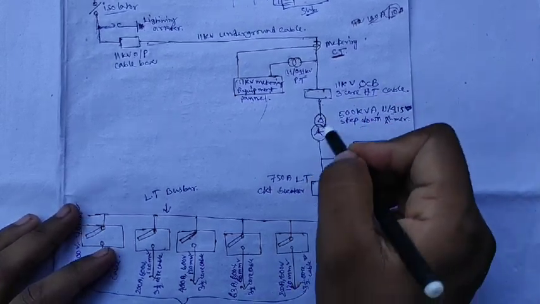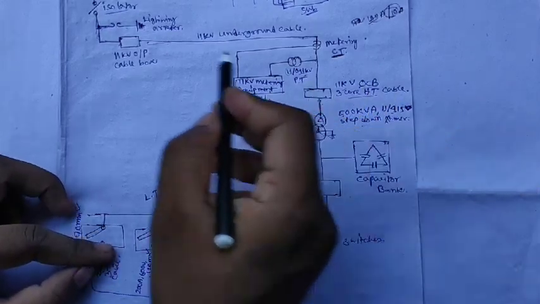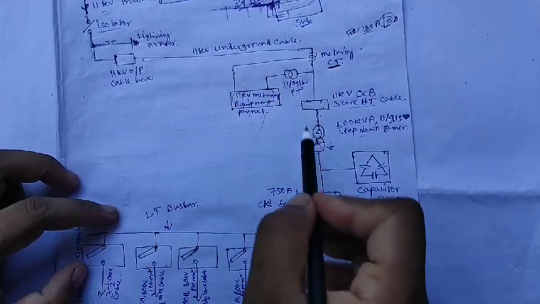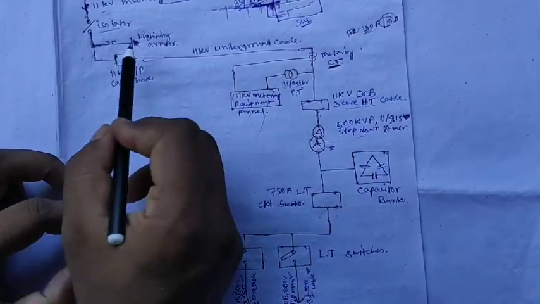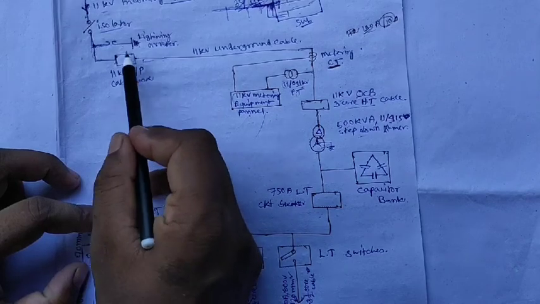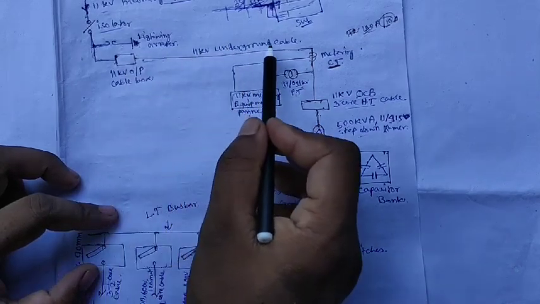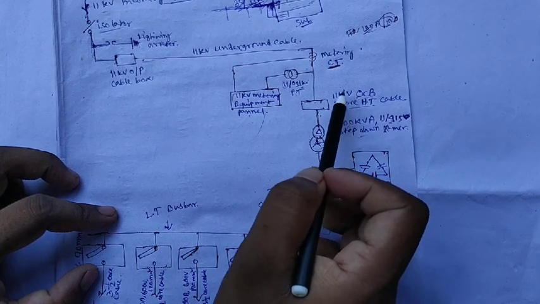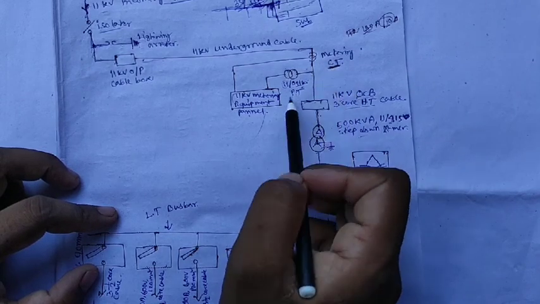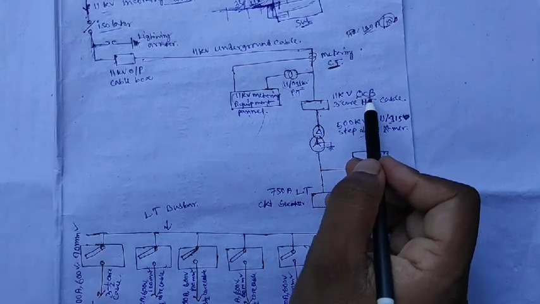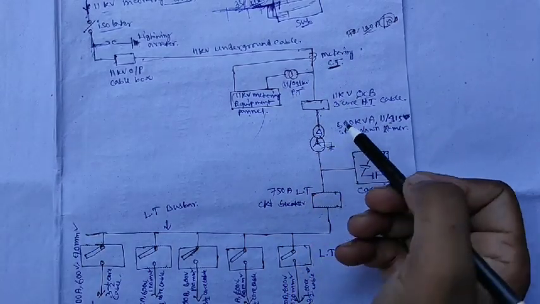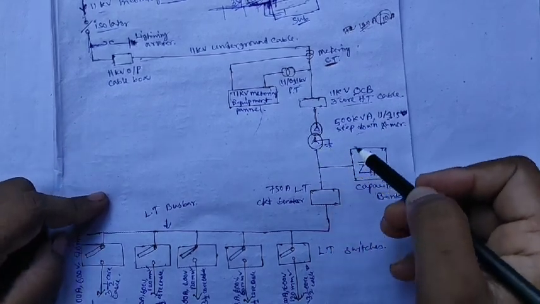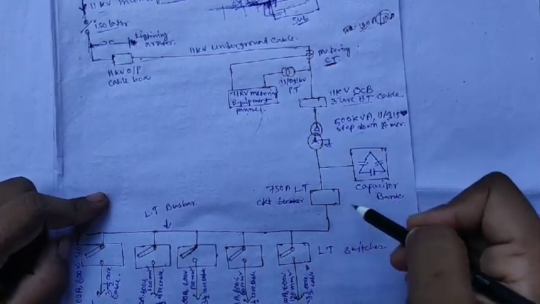So we also see that the 11 kV line coming into the substation is not directly connected with the transformer. First of all, an isolator is used, then a lightning arrestor, then a cable joint box, and then through this cable it is incoming to the OCB. After the OCB, it is connected with the CT and PT, then the 11 kV oil circuit breaker, then the connection to the 500 kVA transformer.